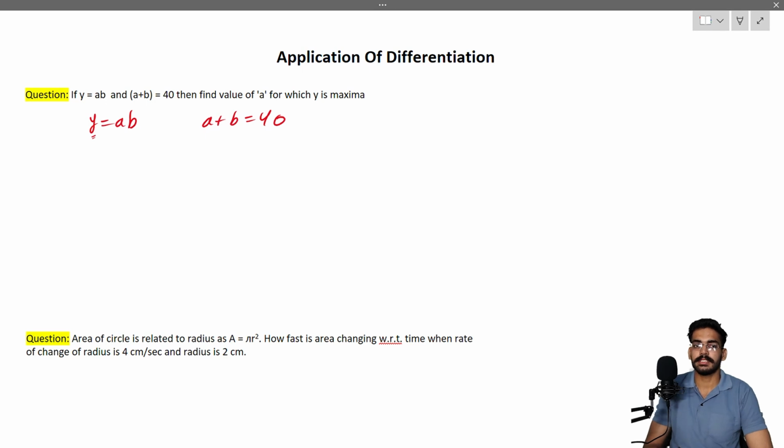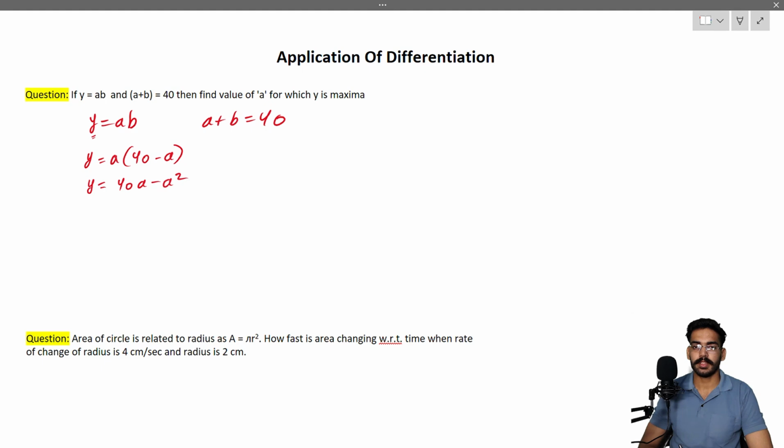The first condition is that whatever you are going to maximize should be in one variable. But here a is changing and correspondingly b is also changing. So I have to find the other relation between a and b to eliminate one variable. We have the other relation, so I will put this value here. What I got is y equal to a into 40 minus a, since b from here is 40 minus a. So y equal to 40a minus a square. Now you have to maximize the value of y for a particular a.